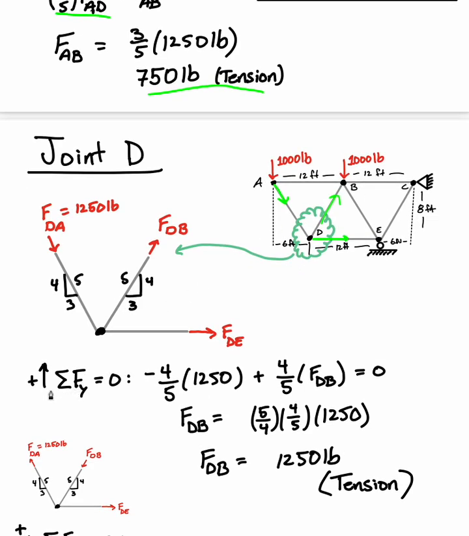So we start with the sum of the forces in the y direction, and we take the 4/5 of 1250, which is the vertical component right here, acting upward. We're using minus because it's actually in compression, so we should draw it this way.